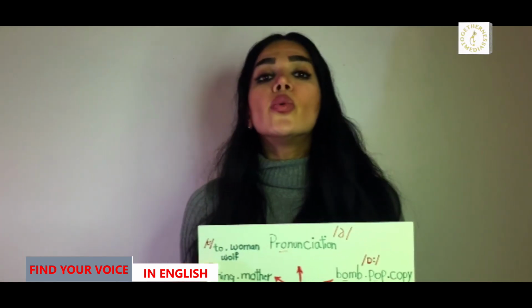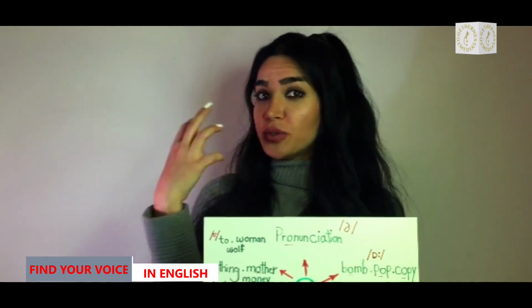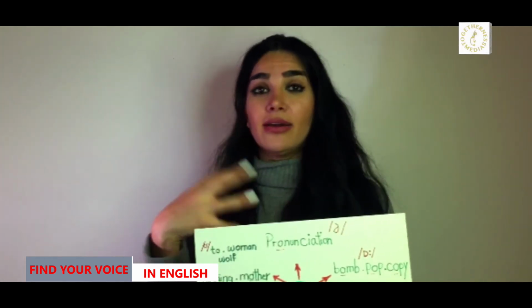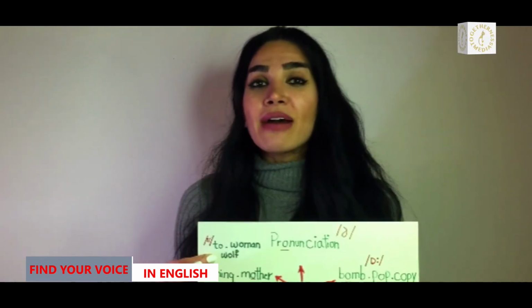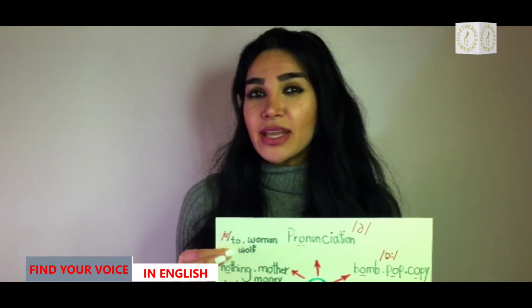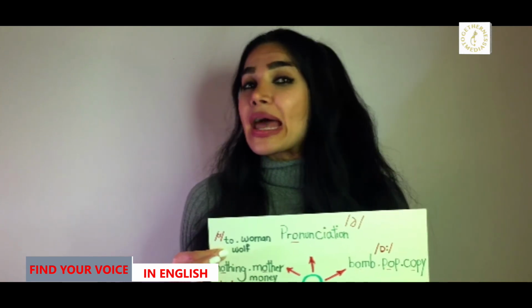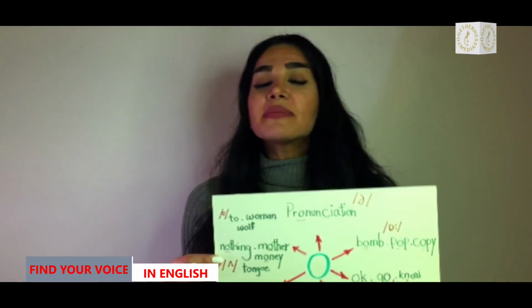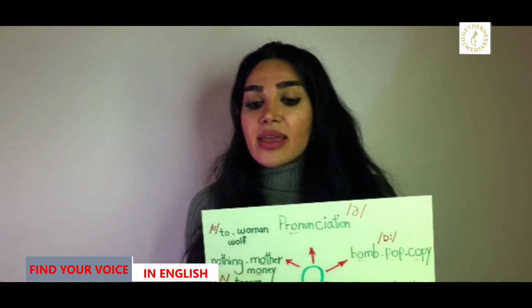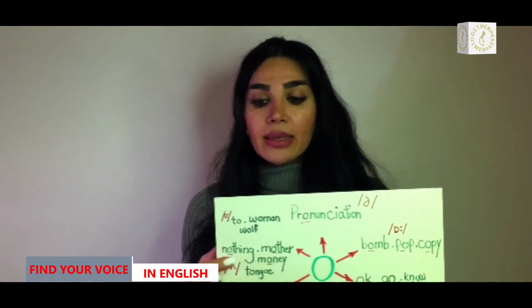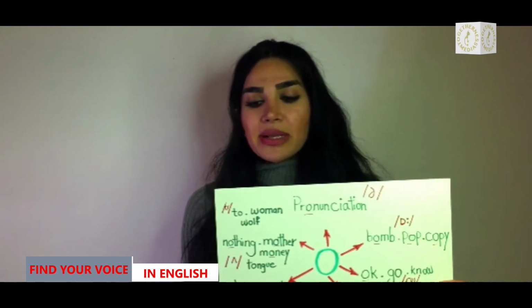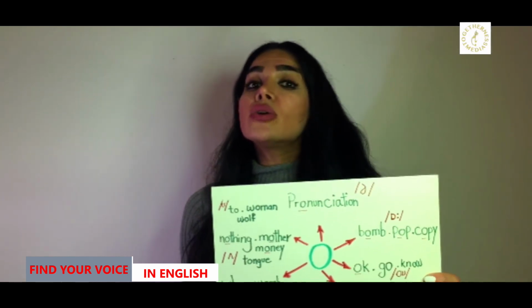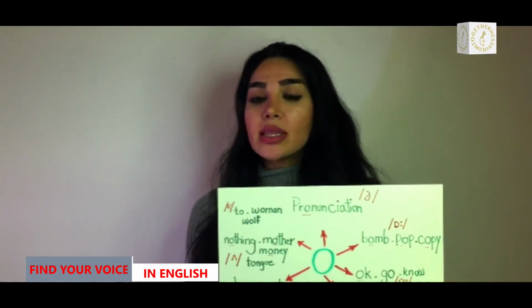This is wolf, the animal, and also a verb. To wolf food down means to eat a lot of something. I talk about that in the video that is about animals that are also verbs. And then sometimes it sounds like ah, like when I say nothing, mother, money, tongue. Sometimes it sounds like ooh. It's a long ooh. This is a short ooh. This is a long one.